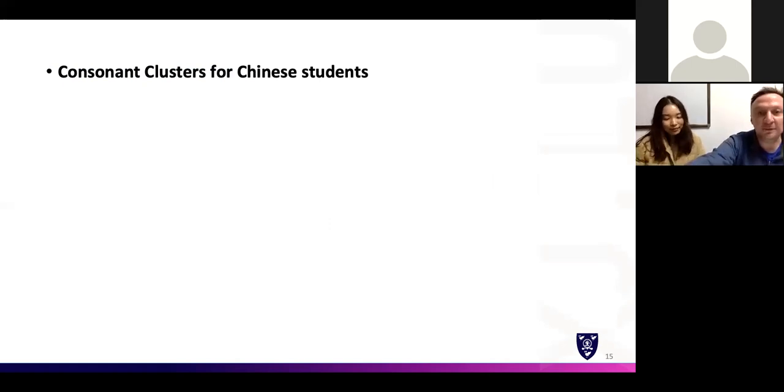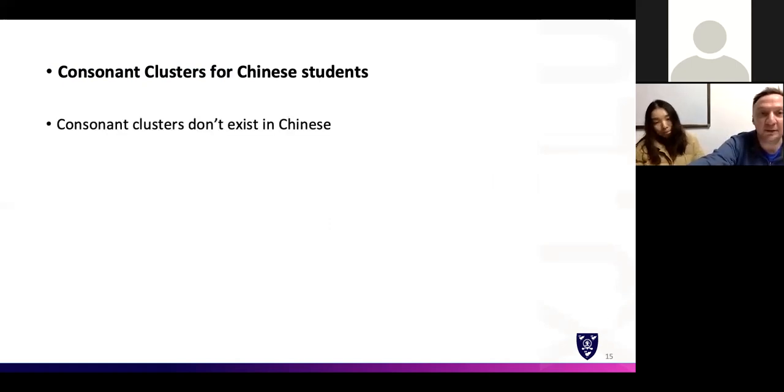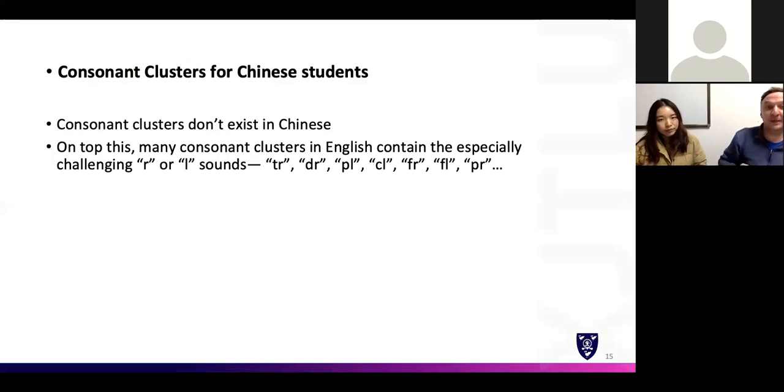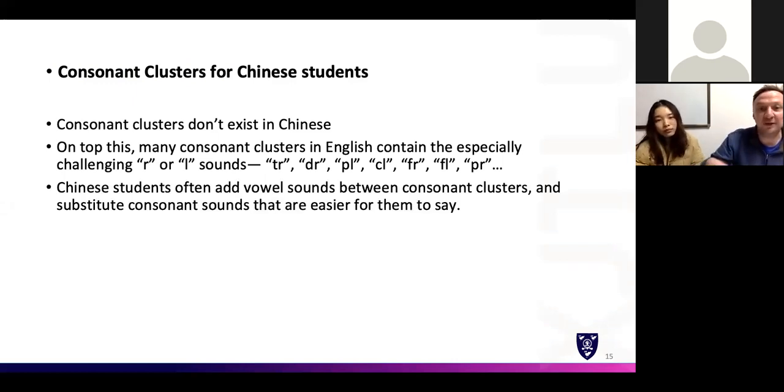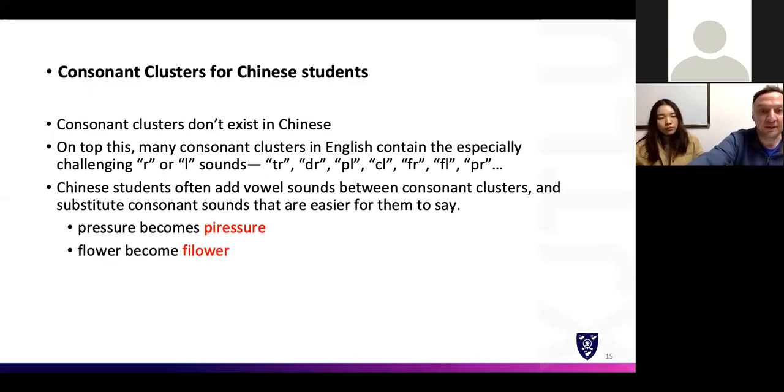So we focus mostly there on phonemes, but we'll also mention clusters. Consonant clusters don't exist in Chinese. On top of this, many consonant clusters in English contain the especially challenging R and L sounds. And Chinese students often add vowel sounds between consonant clusters and substitute consonant sounds that are easier for them to say. For example, pressure becomes pressure. You see, they add a little vowel sound in among the cluster. Similarly, flower becomes flower.